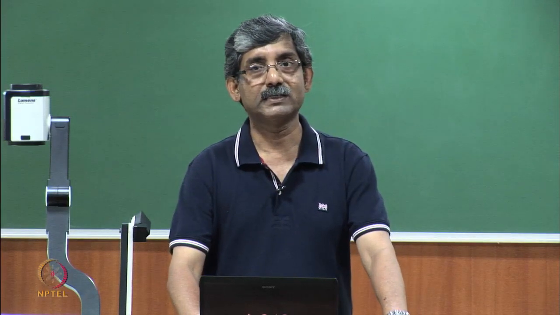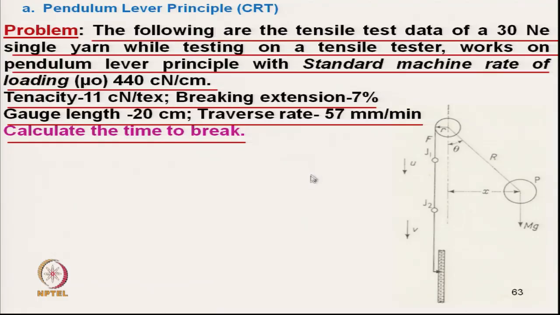Now, if we see the picture here, for this traverse rate, which one should we take? Should we take the top jaw or the bottom jaw? It is basically the bottom jaw. The top jaw, although it moves, is not driving; the driver is the bottom jaw. So, it moves at a constant speed v, okay, and the breaking extension of the yarn is given.